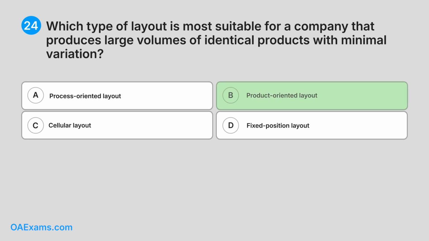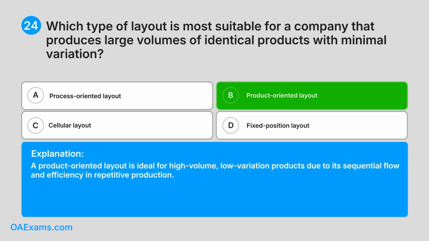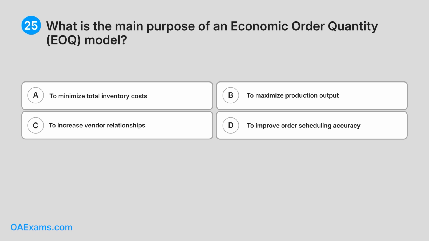Correct answer. B. Product-oriented layout. Explanation. A product-oriented layout is ideal for high-volume, low-variation products due to its sequential flow and efficiency in repetitive production. 25. What is the main purpose of an economic order quantity (EOQ) model?